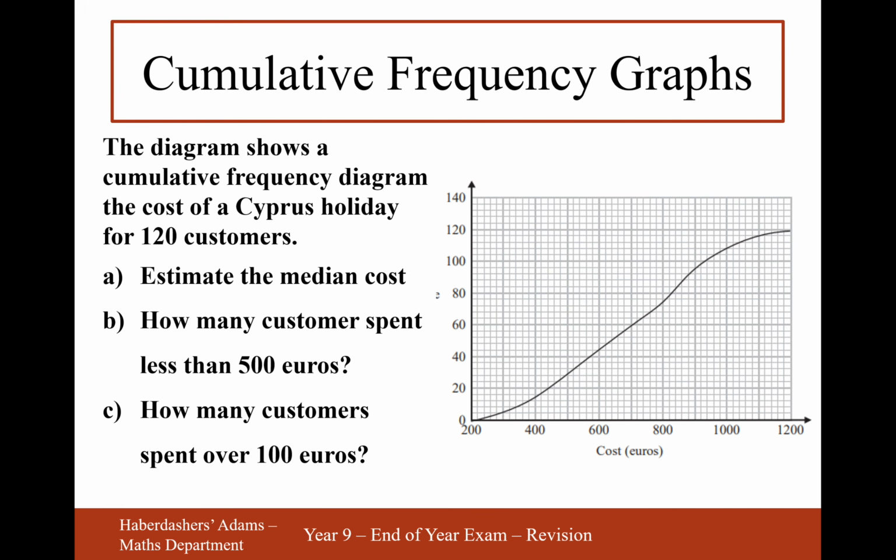Okay, let's move on to answering some more questions about cumulative frequency diagrams. In this diagram, the diagram shows a cumulative frequency diagram for the cost of a Cyprus holiday for 120 customers. Estimate the median cost. Okay, well I've got 120 pieces of data. The middle person would be the 60th person. So let's go across and down. So I would say 700 euros.